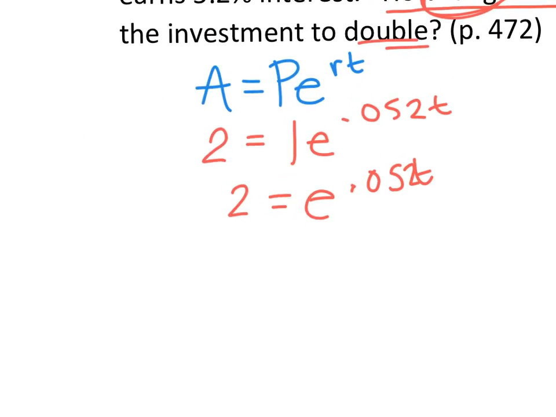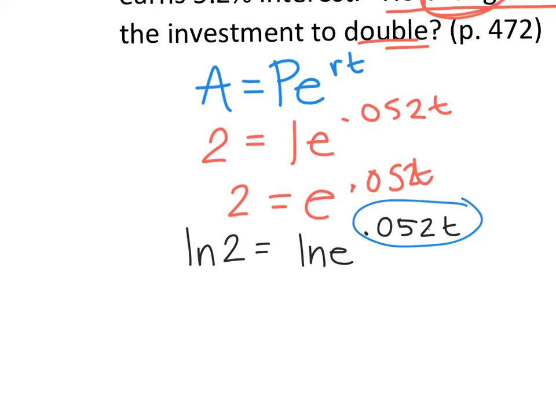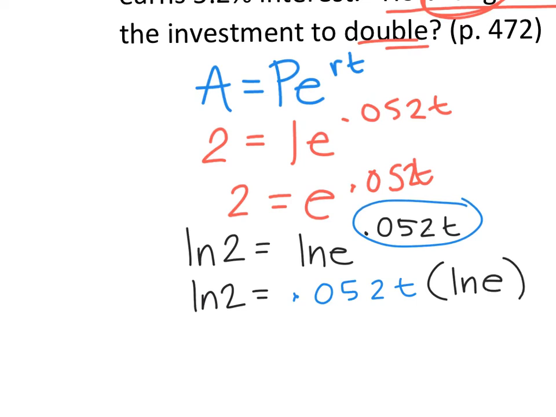So to solve this, I need to take the natural log of each side, because natural log and e are inverses. So natural log 2 equals natural log of e to the 0.052t, oops, I wrote that wrong. So using the properties of logs with exponents, this is actually natural log of 2 equals 0.052t times the natural log of e. So natural log of e, since those are inverses, is just going to be 1. This expression right here is 1, so that cancels out.